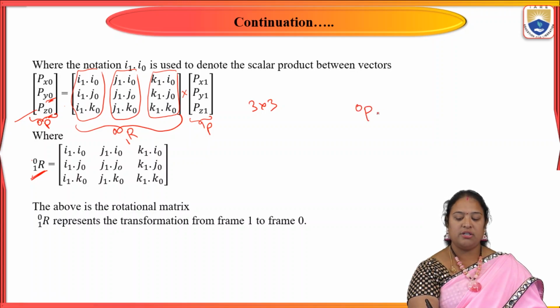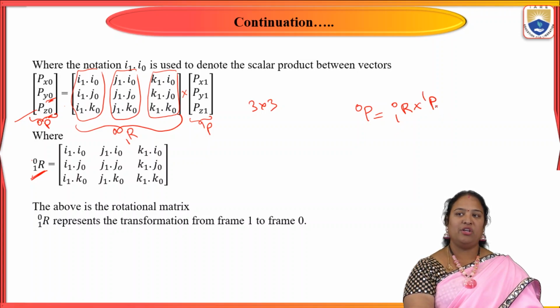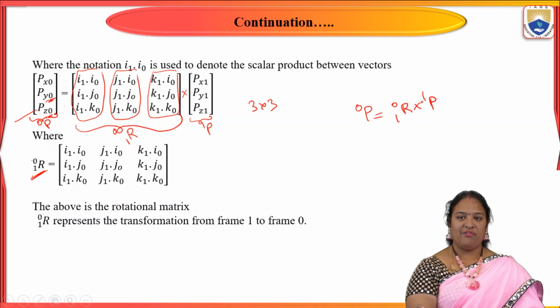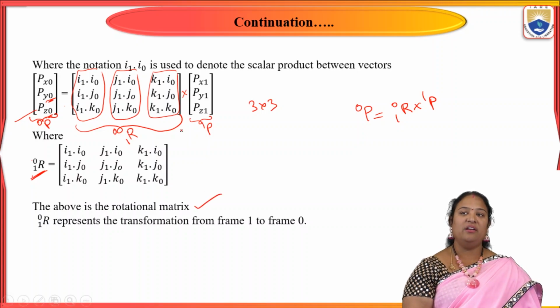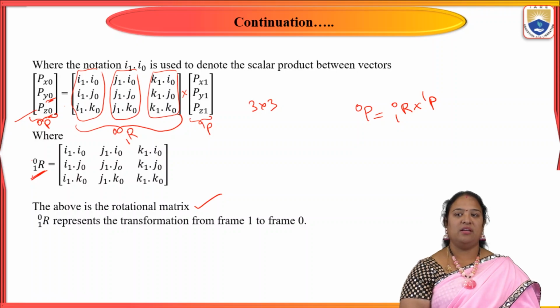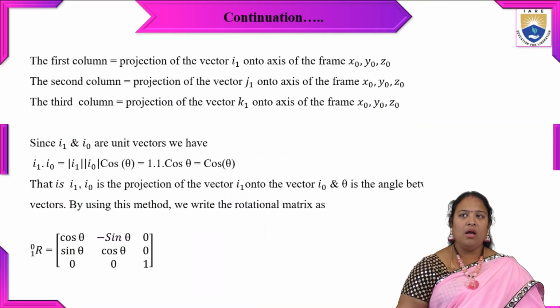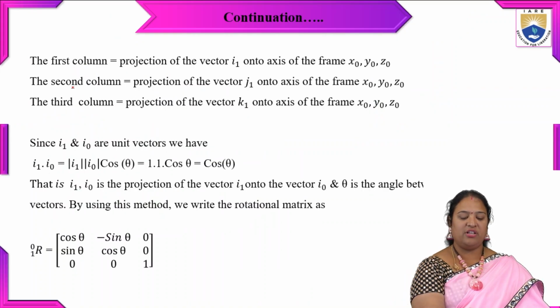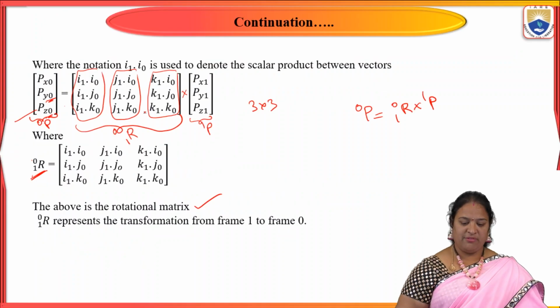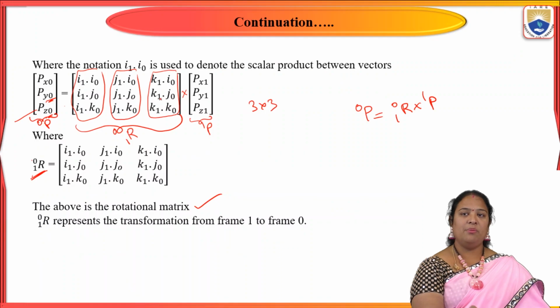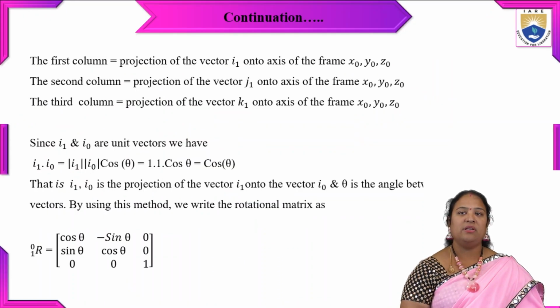That is, projection P is equal to the representation of the projection from frame 1 to 0 into the projection unit vector, the projection of the vector for frame 1. So the above whatever we have written is the rotational matrix which represents the transformation from frame 1 to frame 0. Now, as I have told you, we have discussed the first column, second column and the third column in the previous diagram itself. So, that also is how it is being represented, I have told you.